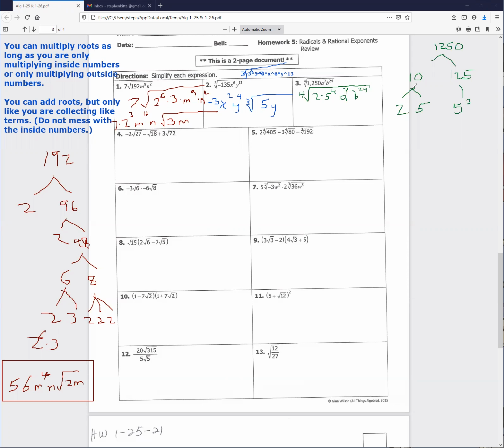5 plus root 12 squared. Okay, so if you know your binomial square real well, you can work with that. Otherwise, we want to write out another 5 plus root 12 to visualize our FOIL with. So first is 25. The outer is 5 root 12. The inner is also 5 root 12. And then the last is root 12 times root 12, which is 12.